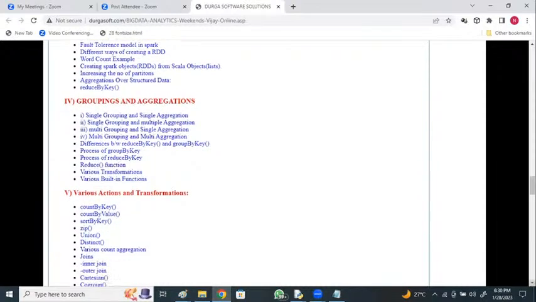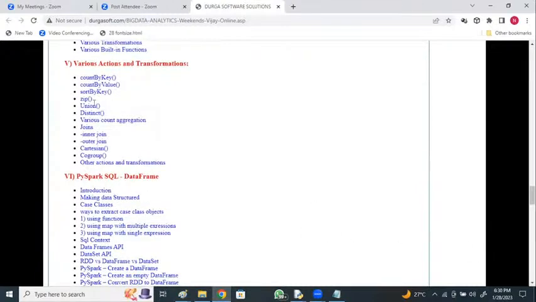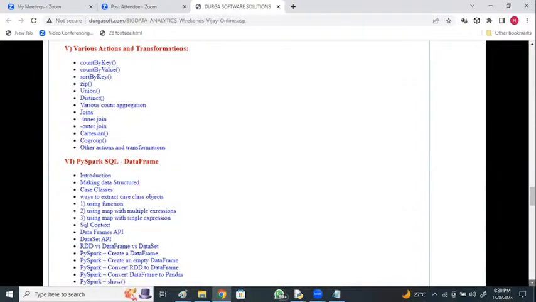Various one-by-one actions and transformations: count by key, count by value, sort by key. So with one-by-one inbuilt transformations and actions, we don't need to write huge code. So various inner join, Cartesian, PySpark SQL data frames, right?